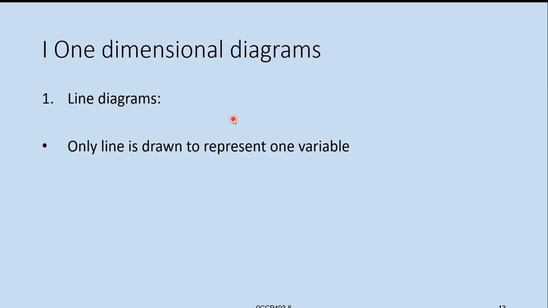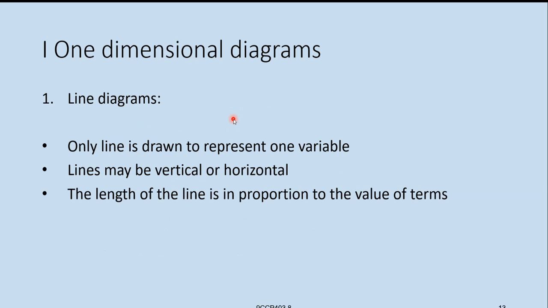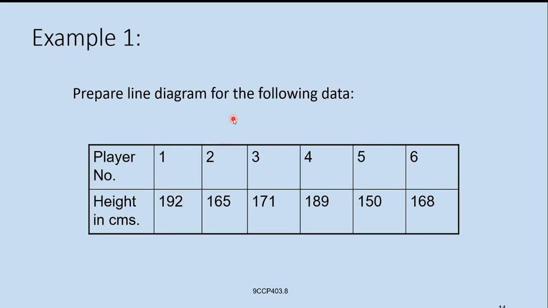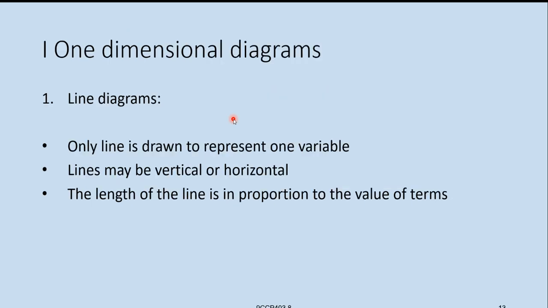Now we will see in detail what are the dimensions, what are the different types of dimensional figures. We have seen one dimension, two dimension, three dimension, pictograms, all these things. Now we will see in detail what are those. One-dimensional diagrams are, as I said, line diagrams. Only a line is drawn to represent one variable. A single line is drawn. Lines may be vertical or horizontal.